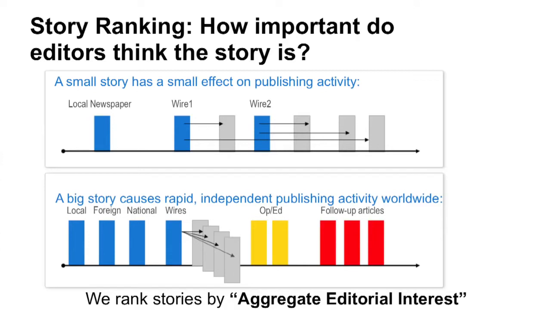But this is still a relatively small story, not showing as much aggregate editorial interest as, say, a larger story like the death of Michael Jackson, which is not only published in a local newspaper, but also in foreign and national papers, covered by many wires, also including op-ed articles and follow-up articles. You can see that due to all the editorial interest about this story, we will likely rank it higher than the interest story about a man giving out free cars in North Carolina. So that's story ranking, where we're actually ranking those clusters.